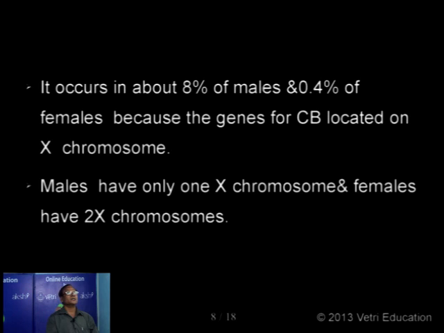It is normally mentioned that it is more frequent in males than in females. In the total population, we have some statistics. It affects nearly 8% of the males and only 0.4% of the females. This is because of the hemizygous condition of the male. That is why the frequency is more in males than in females. Because the genes are located on the X chromosome, and the males have only one X chromosome, the females have two X chromosomes, and they may be homozygous or heterozygous, but the males are only hemizygous.